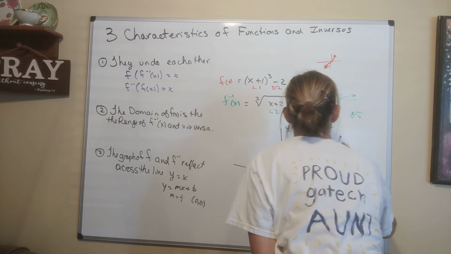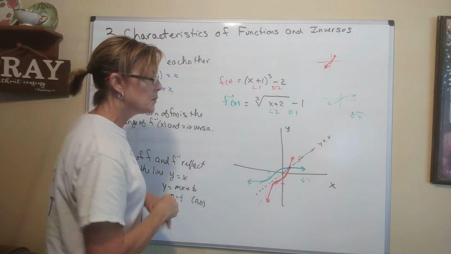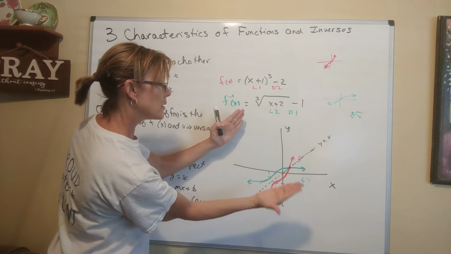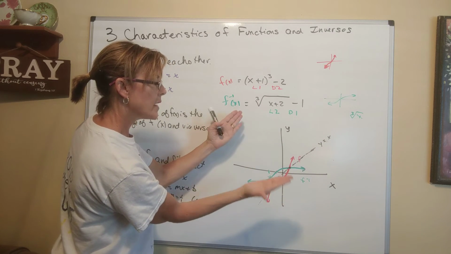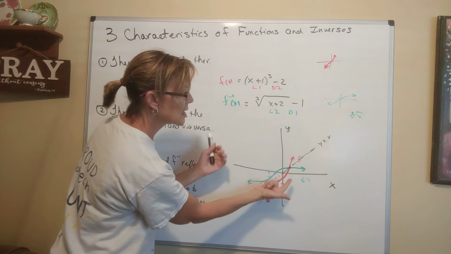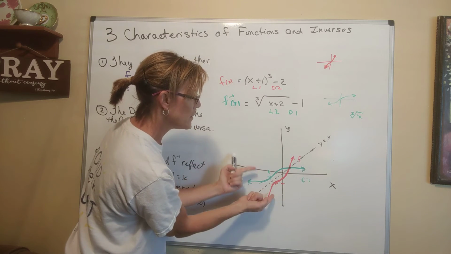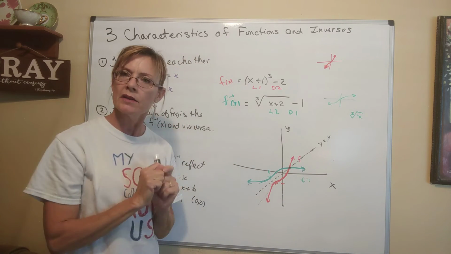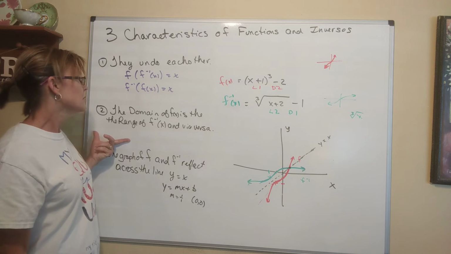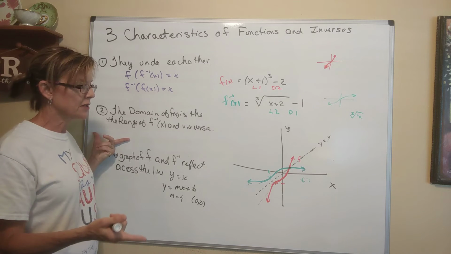Now, every function and its inverse will reflect across that line. So that means basically, if you think of this as a piece of paper and you folded it across that dotted line, the red and the green would touch everywhere when you fold it across. So you can kind of see that. These arrows would come up and touch. These points would come up and touch. Everywhere they would touch. So that's what number 3 is trying to illustrate. Number 2, let's look at that. The domain of one is the range of the other and vice versa.